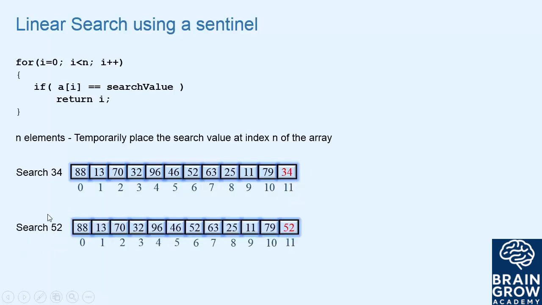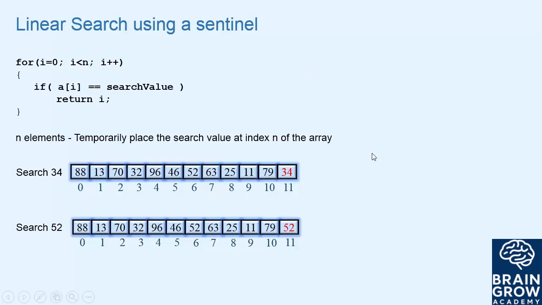Now if we have to search for value 52, then we'll place this value 52 at index 11. So this sentinel value will terminate the search when the search value is not present in the array. Now we'll never go past the array because the search value will always be found and this condition will definitely become true. This is called linear search with sentinel and it reduces one comparison in each iteration of the loop.